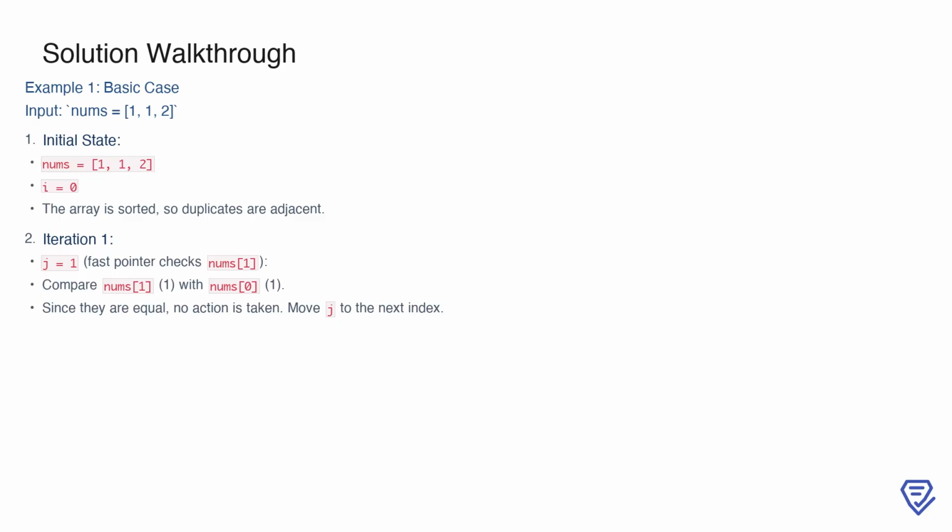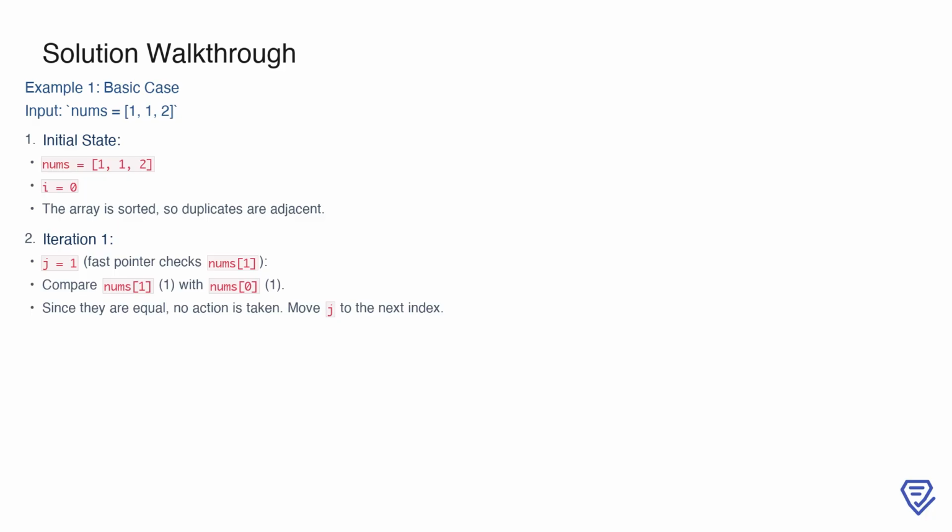In this example, we start with the input array nums equal to [1, 1, 2]. Initially, the slow pointer i is set to 0, and the array is sorted, meaning any duplicates will be adjacent to each other. Now, in the first iteration, the fast pointer j starts at index 1 and checks the value at nums[1], which is 1. It compares this value with nums[0], which is also 1. Since the values are equal, there's no need to update anything, and we simply move the fast pointer j to the next index.